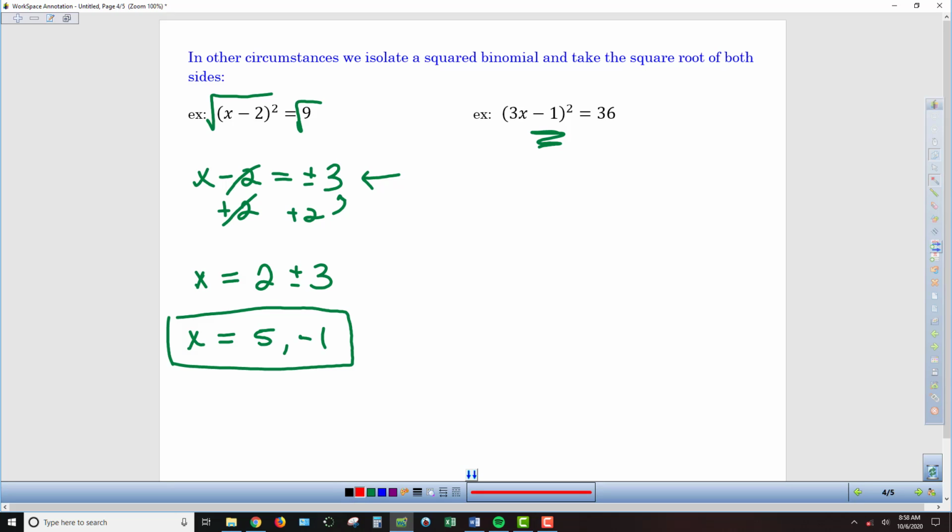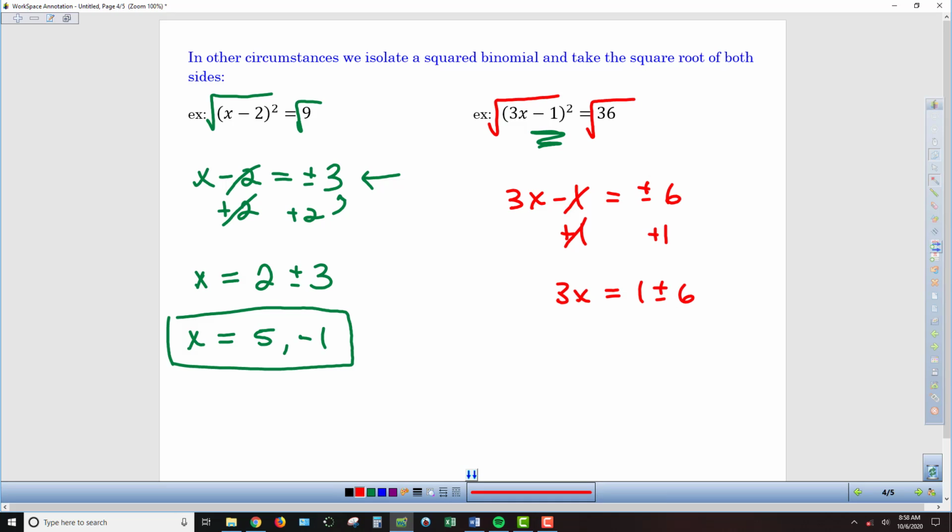In the second example, I'm going to do the same thing. I'm going to take the square root of both sides. So I've got 3x minus 1 equals, and now the square root of 36 is 6, but I of course need the plus or minus. So now I'm going to add 1 to both sides, but I'm not going to add it to the 6 and make it plus or minus 7. It's going to stay 3x equals 1 plus or minus 6.